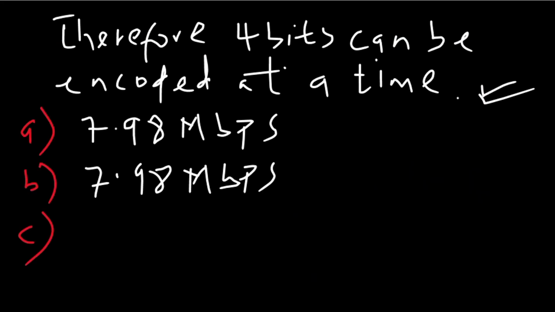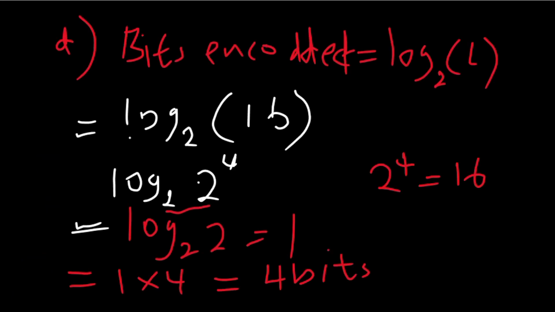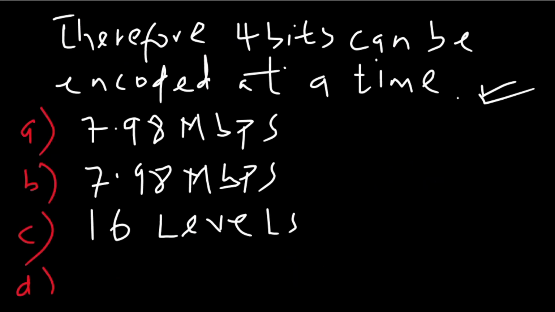And then the C, they asked us how many signal levels. So we had 16 levels. And then the D, which is the last part, we were supposed to find the number of bits that can be encoded at a time. So we had 4 bits. So this brings us to the end of our problem. These are the answers that you're supposed to get.